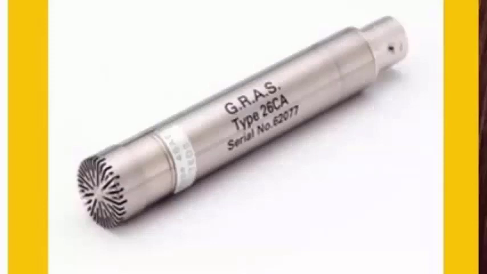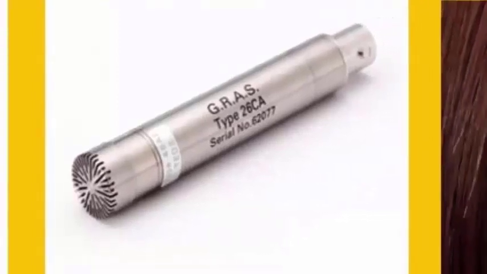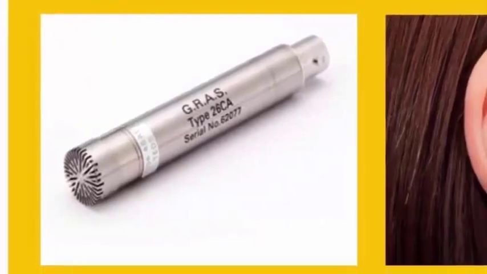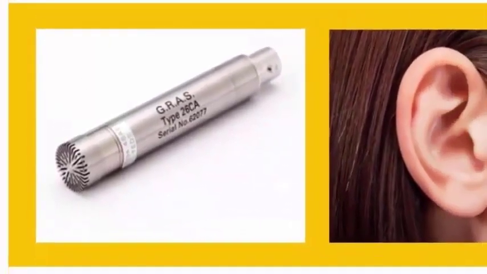This is a typical engineering microphone. We use it to make sound pressure measurements. And this device is specifically designed to have a flat frequency response, which means that it measures or listens equally well at all frequencies. Now, the human ear, on the other hand, does not share this characteristic.